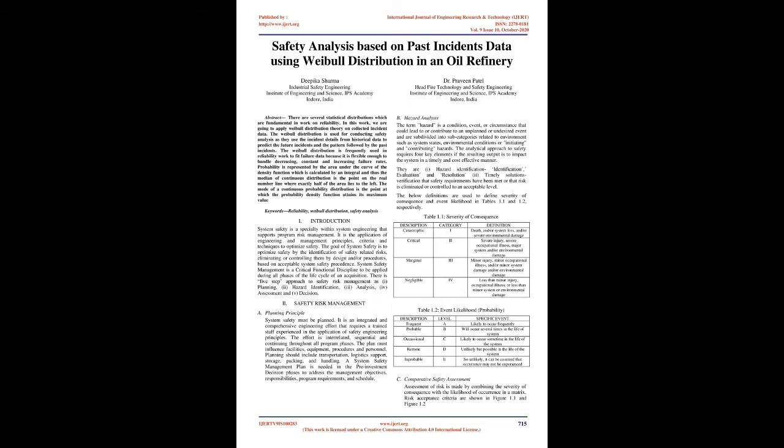There is a 5-step approach to safety risk management: 1. Planning, 2. Hazard identification, 3. Analysis, 4. Assessment, and 5. Decision. 2. Safety risk management.